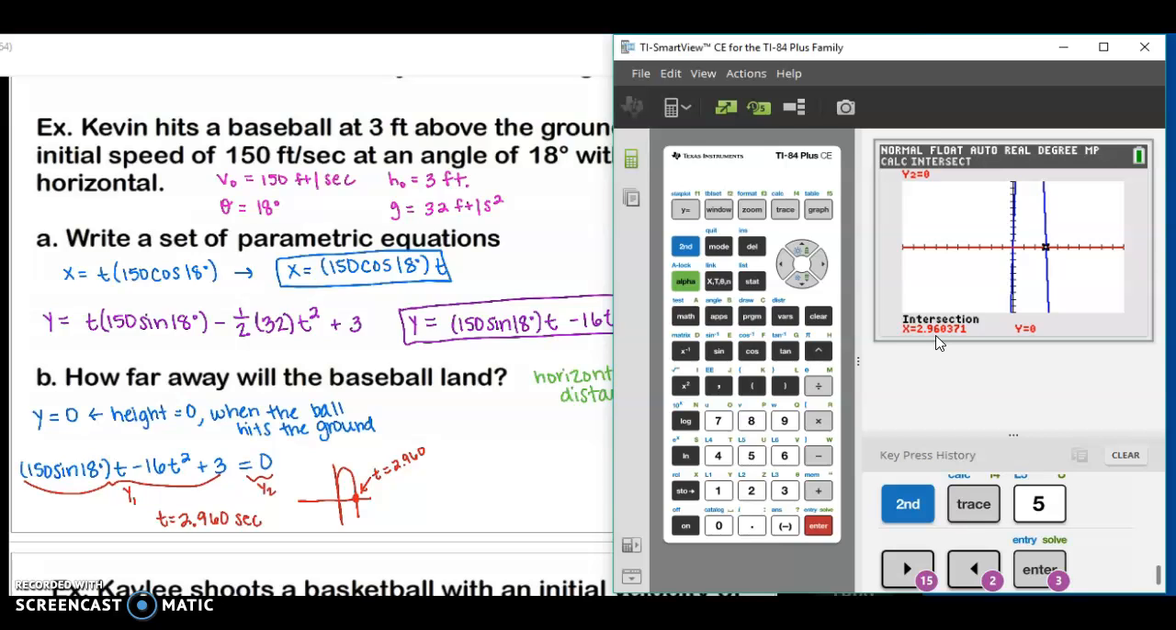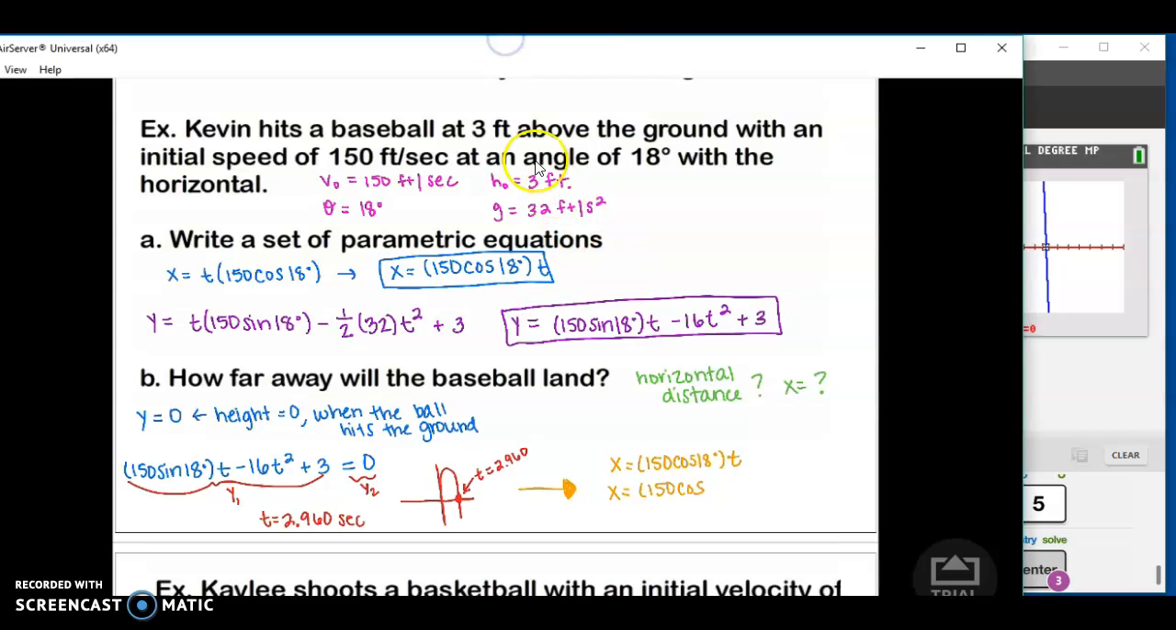So the question asks for how far will the baseball land. So we're trying to figure out what is the distance. So this is where we're going to plug into x. So we know the x equation is 150 cosine of 18 degrees times t. So we're going to do 150 cosine of 18 degrees, and we're going to plug in for t 2.960.